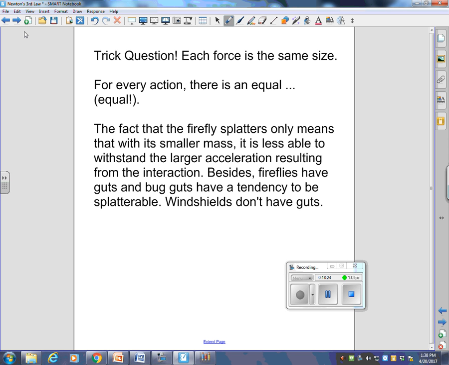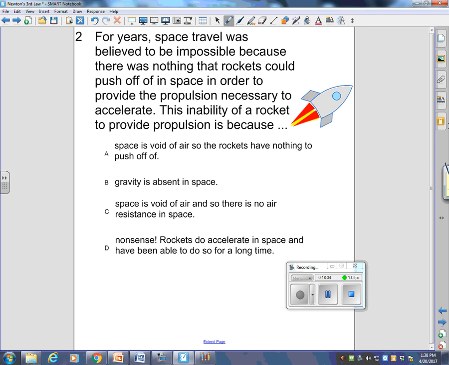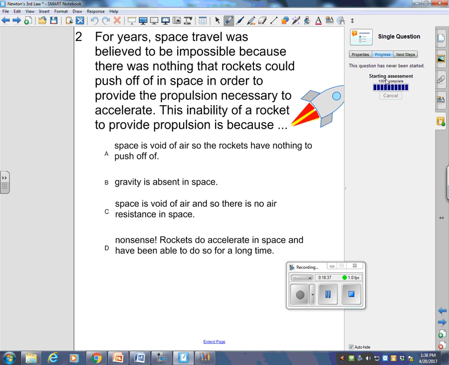Equal and opposite. Think I'm going to try to trick you again, even on the test? Yeah. But it's not a trick. It's a do you understand? Here's question number 2.